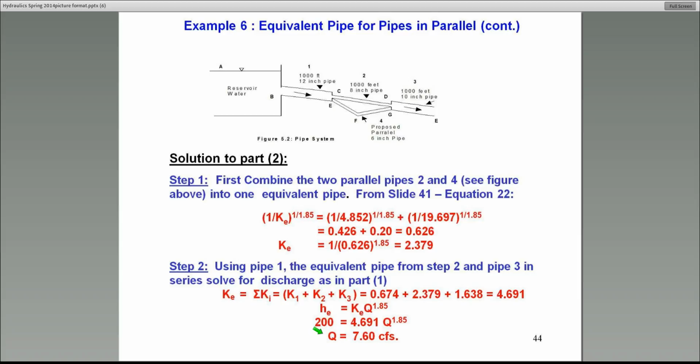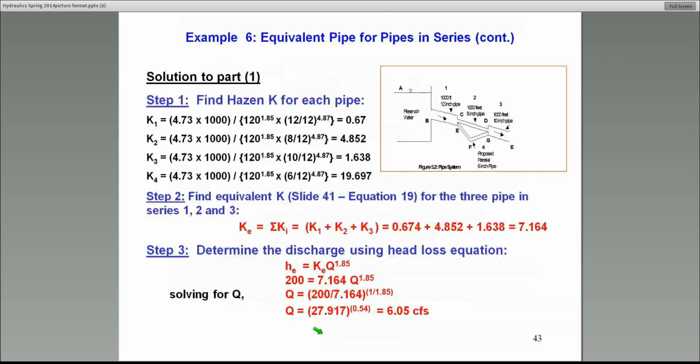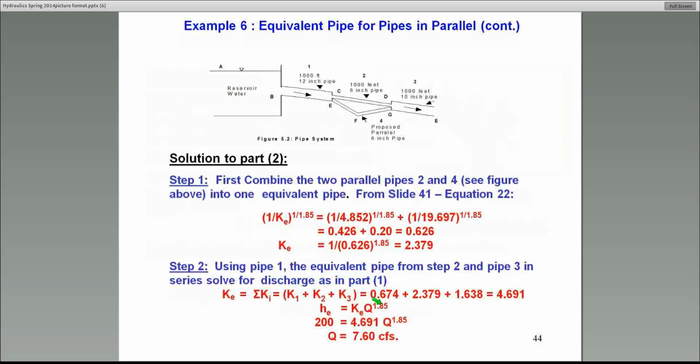Now if you note, in the previous case, the flow rate was smaller. It was 6.05 CFS. There's a slight increase in the flow rate primarily because of the fourth pipe we just added on in the system. Okay, so that essentially demonstrates how to handle pipes in series or pipes in parallel in such problems.